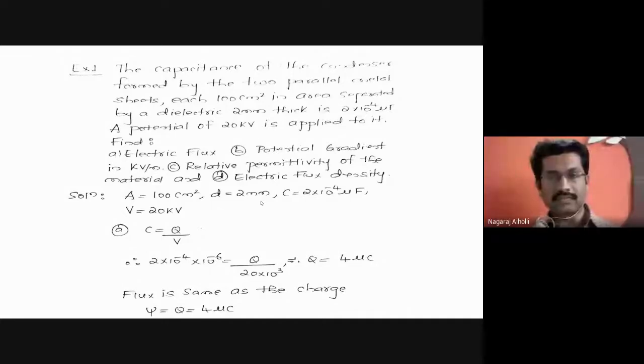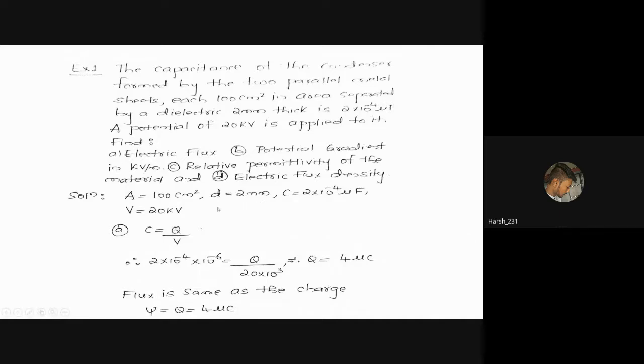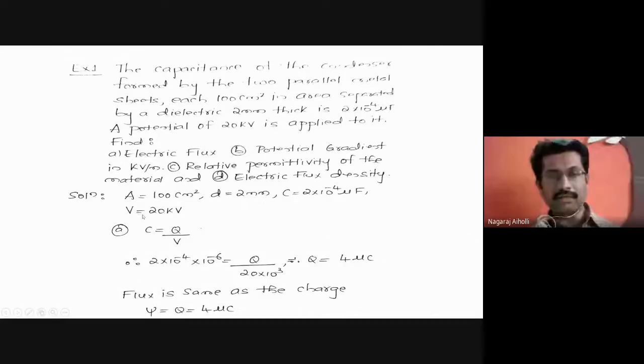No. Potential gradient. It is V by D. Potential divided by distance. Look at the formula. So how to decide the units? You have to decide the units based on the formula. What is the formula? V is for potential, volts, divided by D. D is distance, 2 millimeter. So it will be volt per meter or volt per millimeter or volt per centimeter, you have to express.